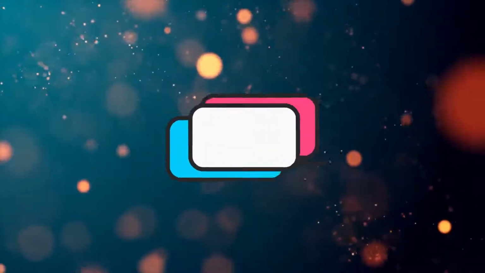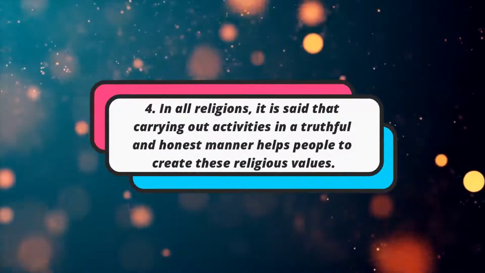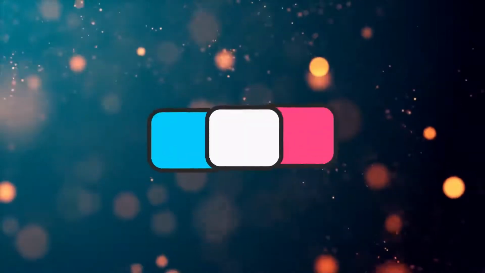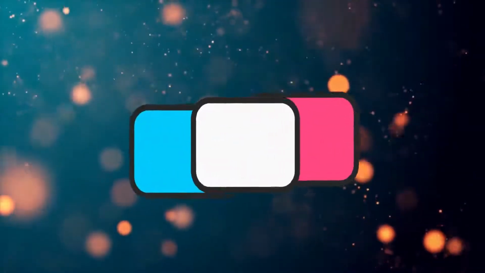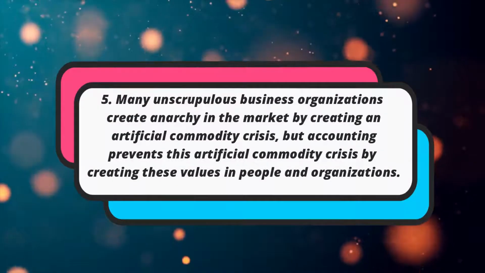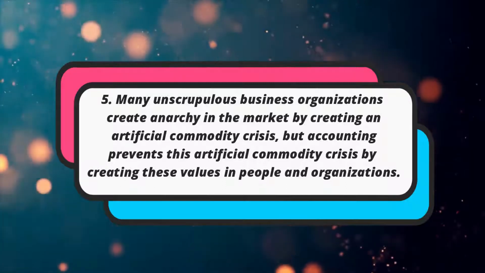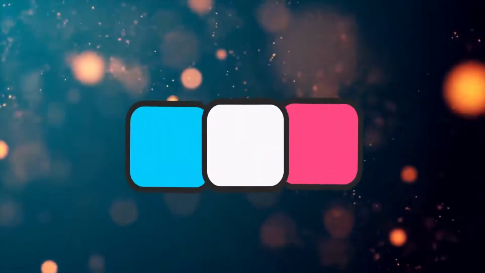4. In all religions, it is said that carrying out activities in a truthful and honest manner helps people to create these religious values. 5. Many unscrupulous business organizations create anarchy in the market by creating an artificial commodity crisis, but accounting prevents this artificial commodity crisis by creating these values in people and organizations.